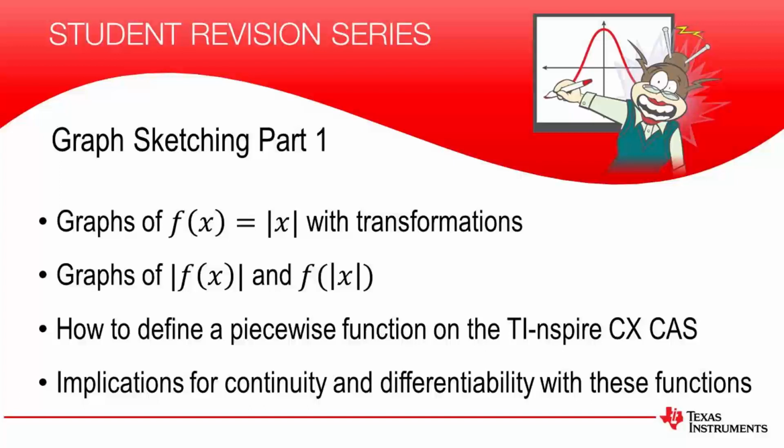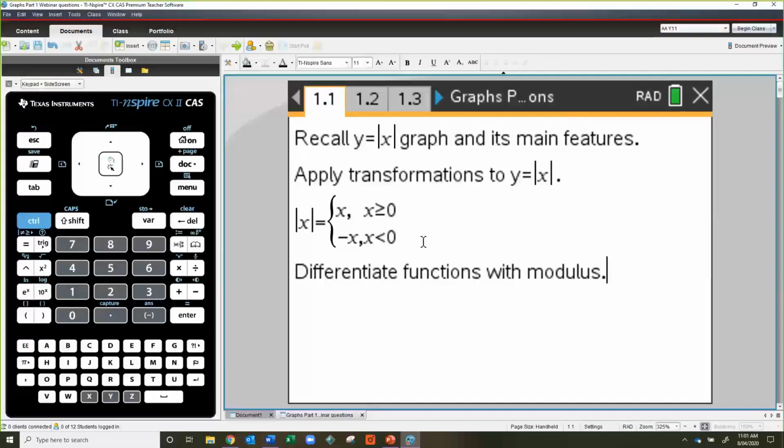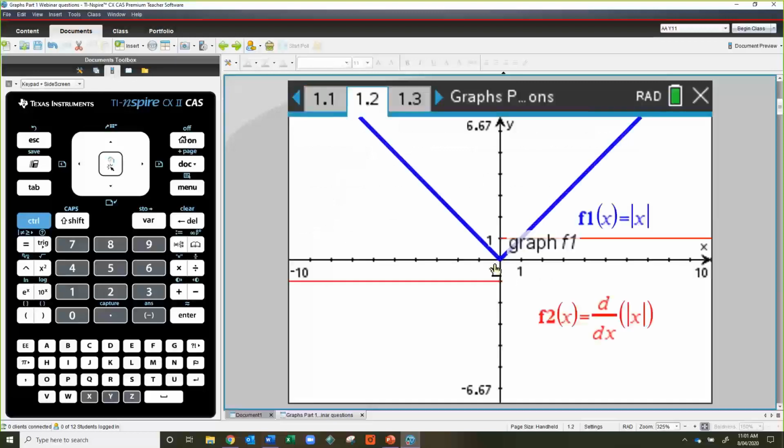So let's go to the calculator. So recall that y equals absolute value of x is defined as x for x greater or equal to 0 and minus x when x is less than 0. How does the graph of modulus x look like? Of course, that's x for x greater or equal to 0 and negative x, it's our blue line.